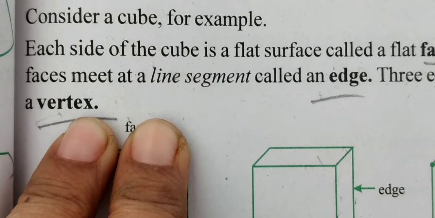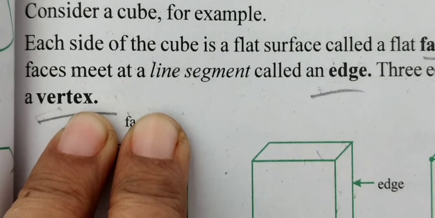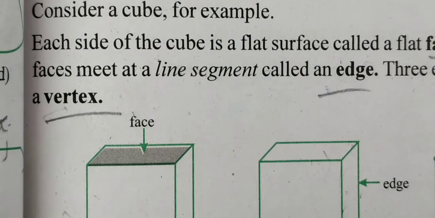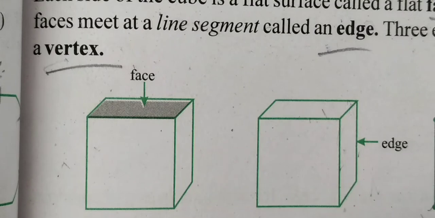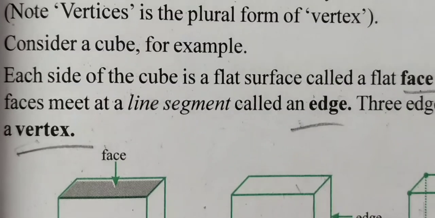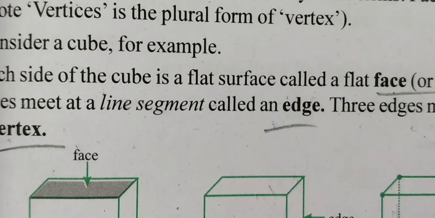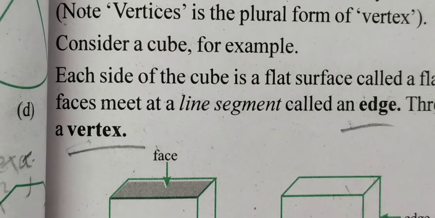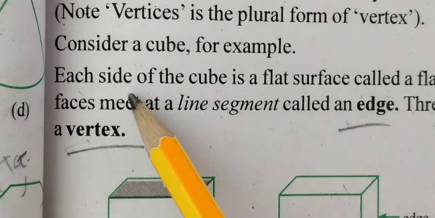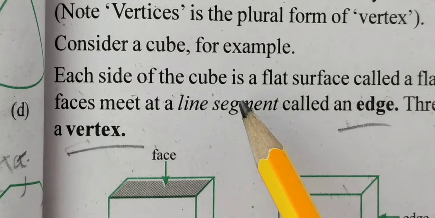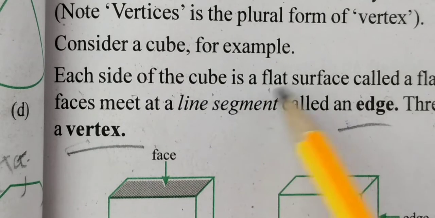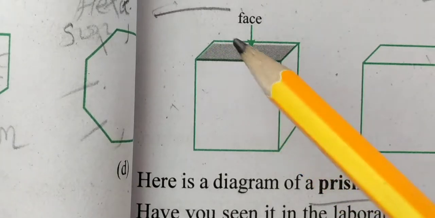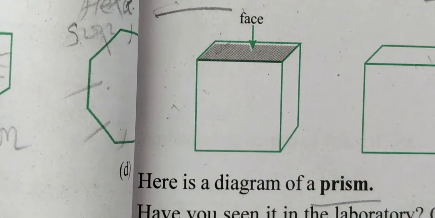Now children, before we sit to count the number of faces in a given solid picture, or the number of edges or vertices in a given solid figure, we should know what a face is, what an edge is, or what a vertex is. So look here, each side of a cube or cuboid or a prism is a flat surface called a flat face, or simply we call it a face. You can see here, if I shade this part, this is called a face.